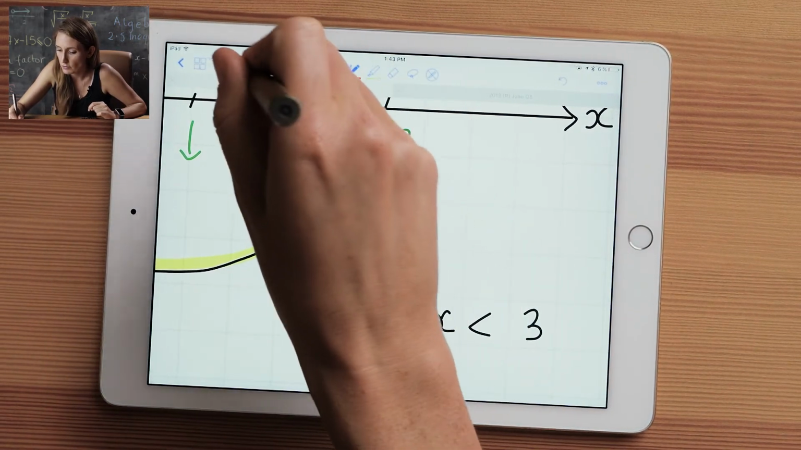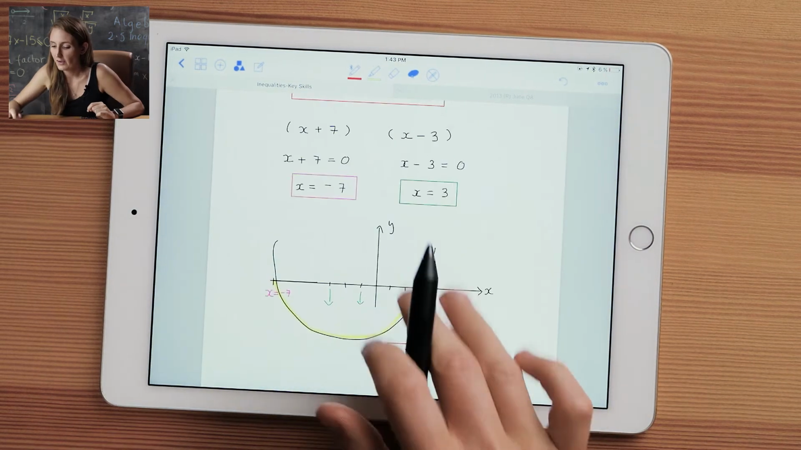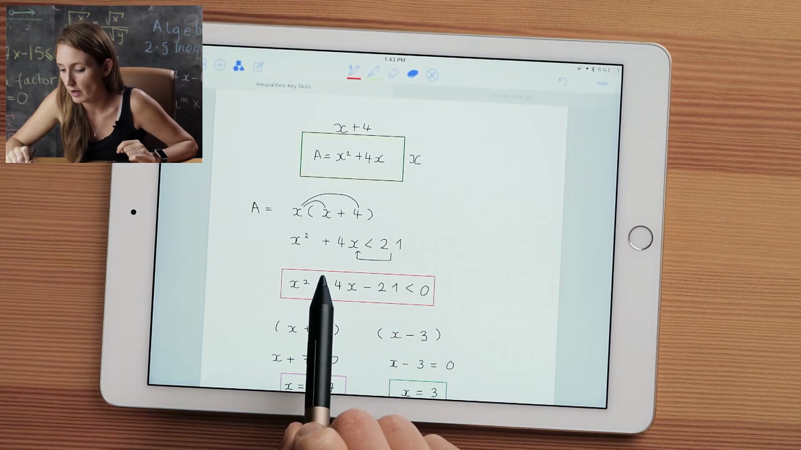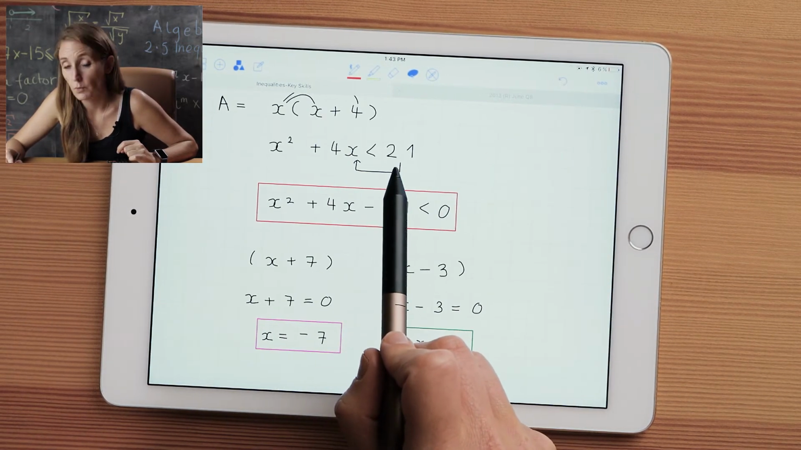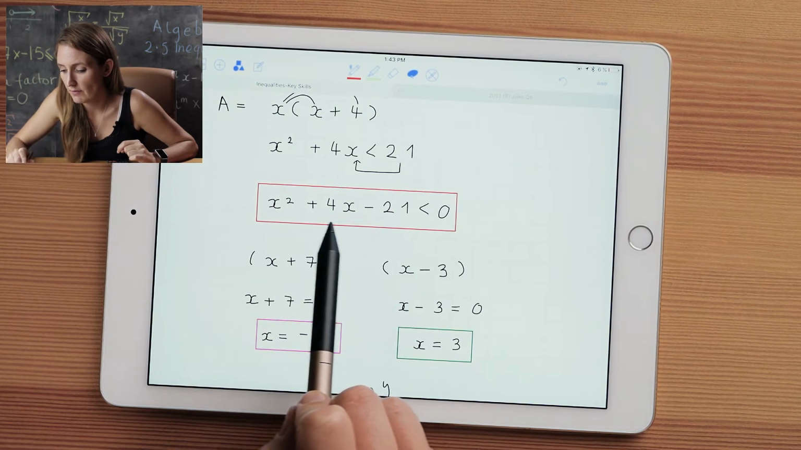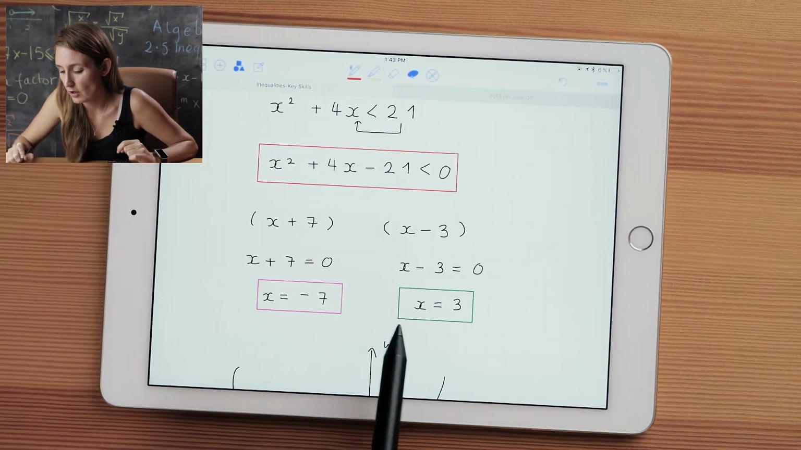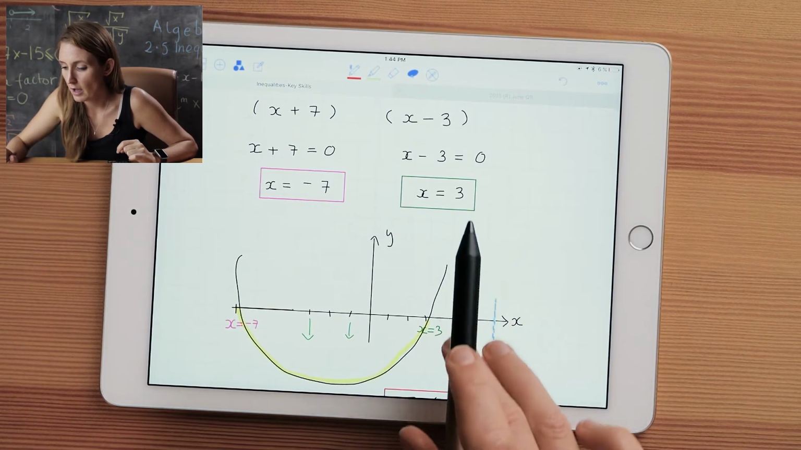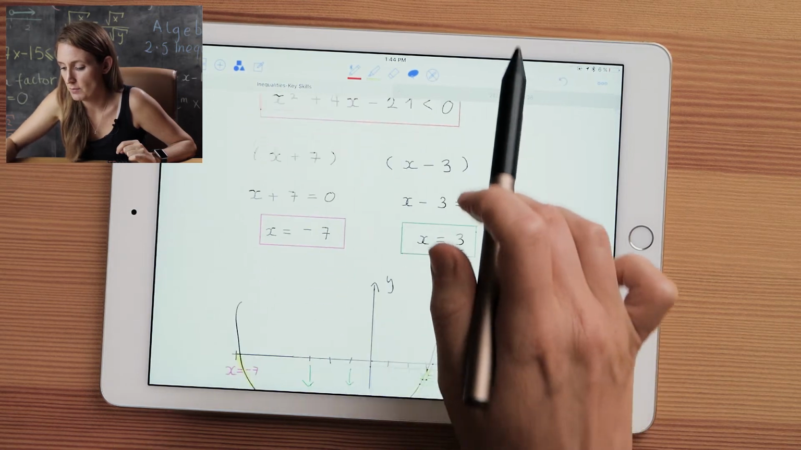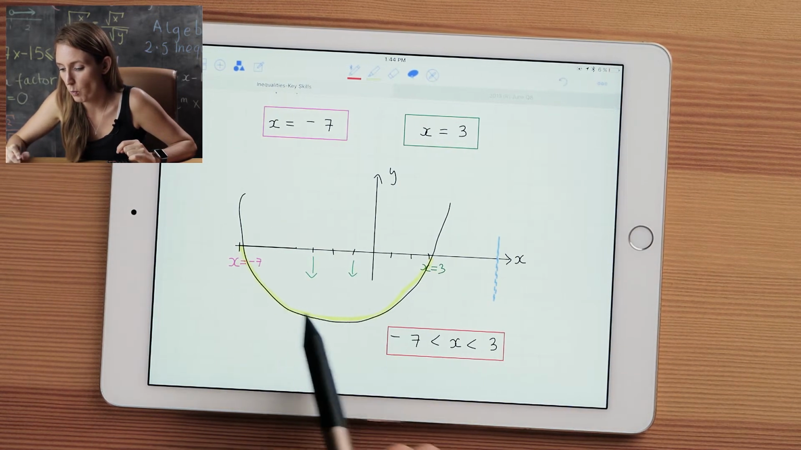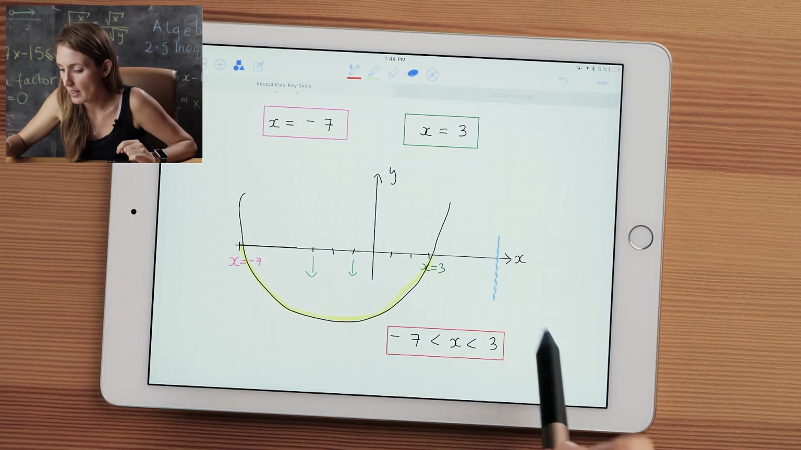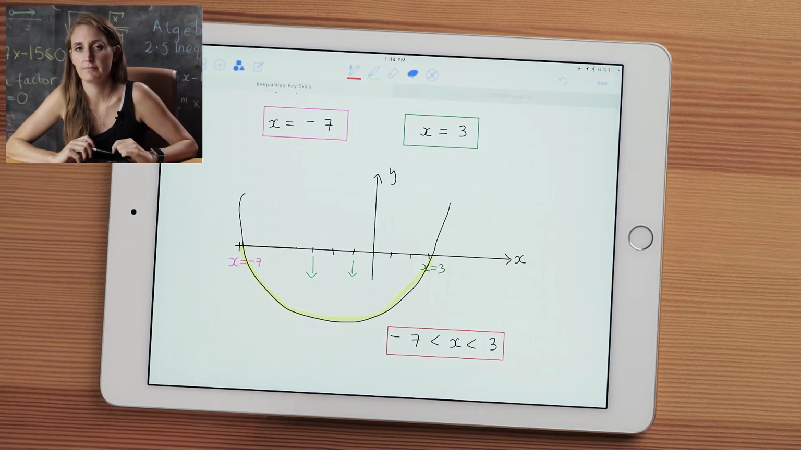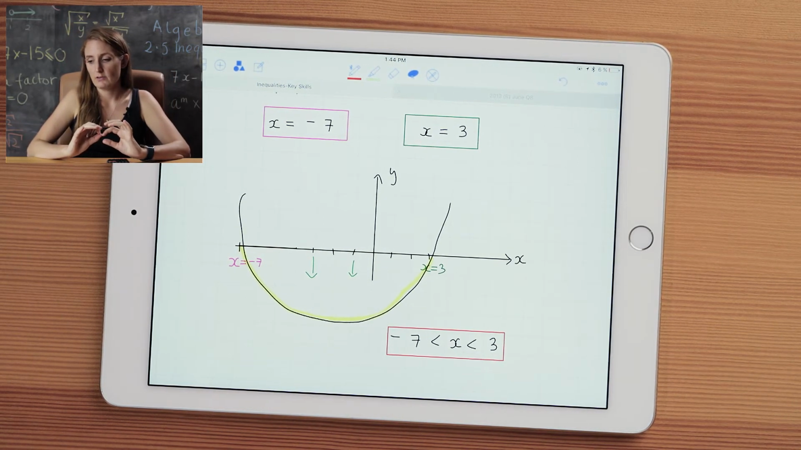Quick recap, we formed an equation multiplying the length together with the width to get the area. That was less than 21 from the question. We moved that over. That gave us a quadratic. We factorized our quadratic and got the 2 points, which let us draw a rough sketch. Because it was less than 0, we shaded underneath. There was one place shaded, so one answer, and that was between -7 and +3. Stick around, there's one last part in this question.